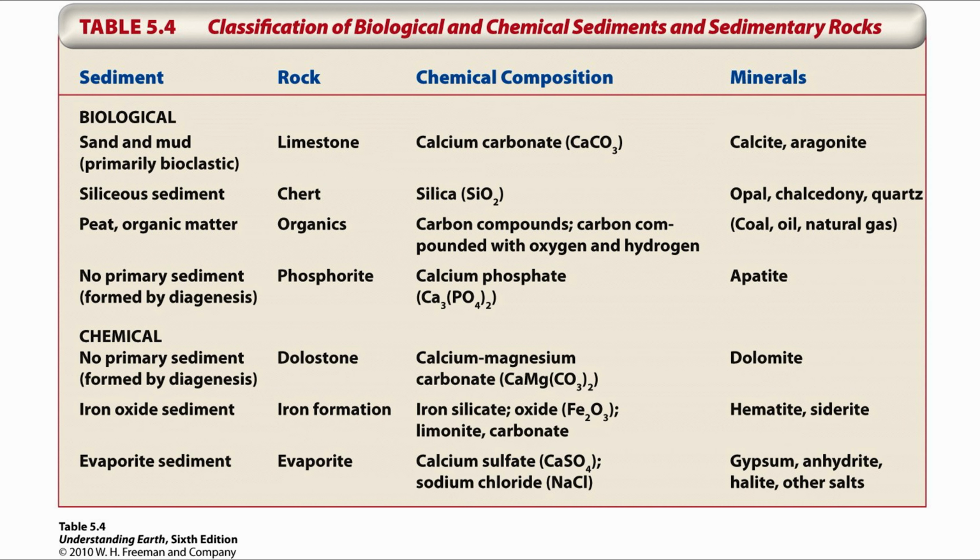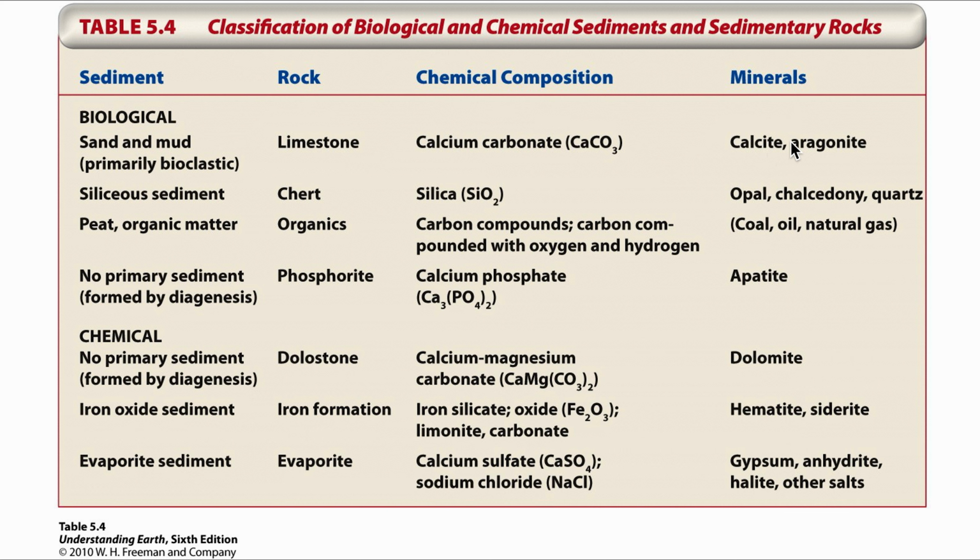Bringing that together here in this classification system, we see the sediment in this column, the rock name that results from that sediment, the chemical composition, and the mineral names. Starting here, biological material, sand and mud. Bioclastic sand and mud, when it's cemented together, will form a limestone. This is predominantly calcium carbonate, the minerals being calcite and aragonite.